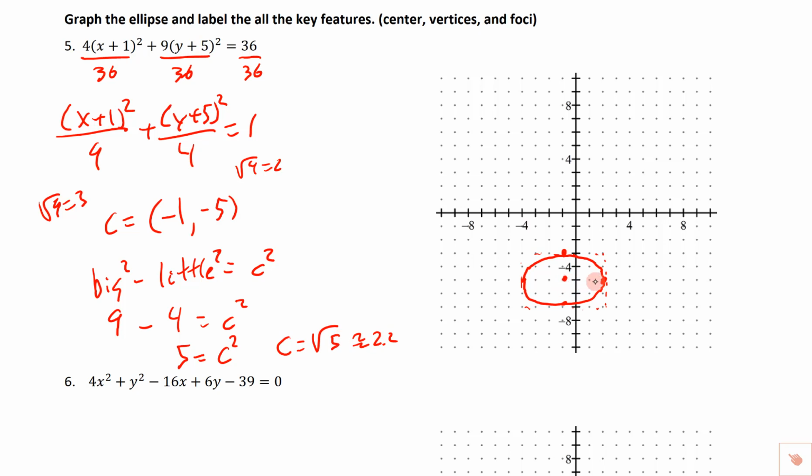So I'm going to go a little bit more than 2 in this direction, so there's going to be a focus right here, and a little bit more than 2 in this direction, so there's going to be a focus right here. So we've got our center, focus here, and we've got a vertex here, and we've got a vertex here. So we want to label these.